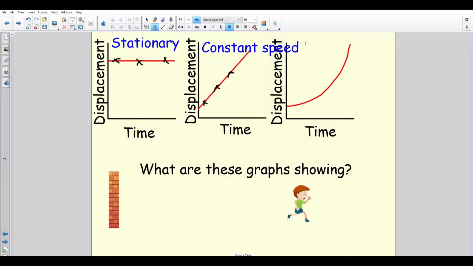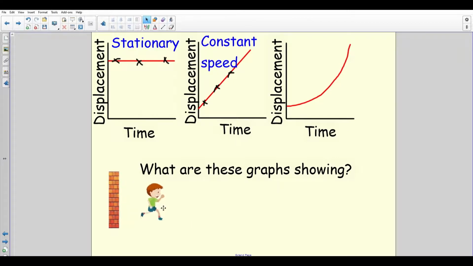Now, if we made him go at a faster constant speed, so rather than going like this he was going like that, that would increase the gradient of the line, because every second he'd be getting further away. If we made him go slower, then every second you're not moving quite as far, so the line wouldn't be quite as steep. Now if the boy was moving backwards towards the wall, then the line will go down, because the distance from the wall is going the opposite way.